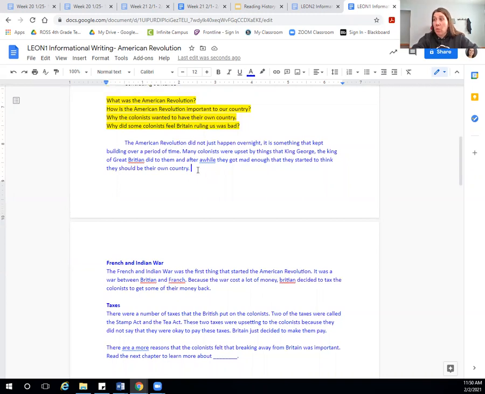So I'm going to have to start writing right here, somewhere in this chapter, about why it's important, about why colonists wanted to have their own country, and why they felt that Britain ruling us was bad. So I'm going to start adding some information about that. Or maybe I can come back and do some boxes and bullets about the French and Indian War and even the taxes within this chapter to help elaborate and give more information.